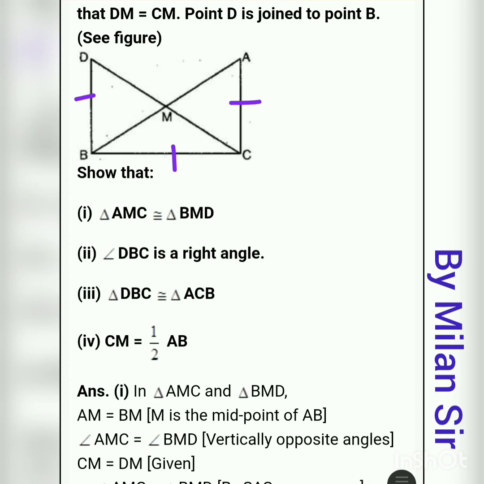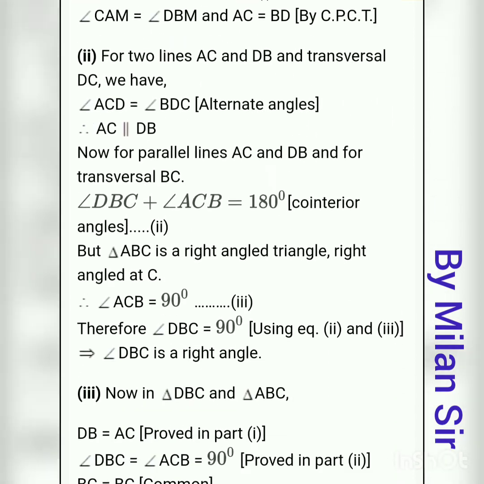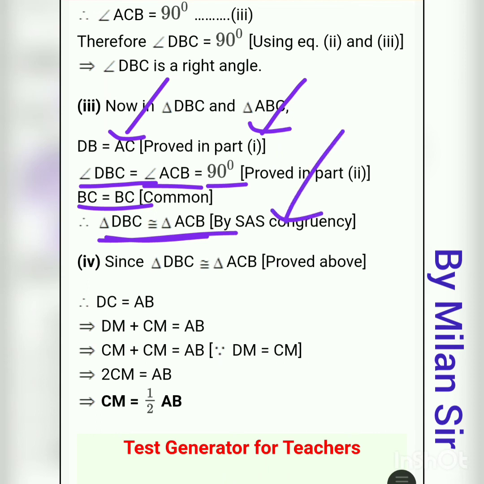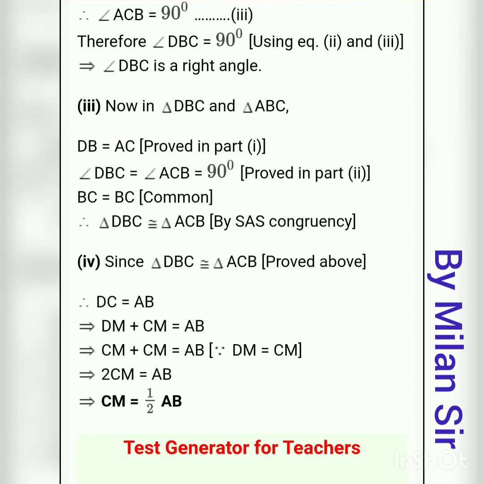Okay, BC is common side in both these triangles and one angle 90 degree. So by using side angle side criteria we can say that triangle DBC is congruent to triangle ACB. DB is equal to AC, which is proved in part 1. Both have one angle 90 degree and BC is a common side. So from that we can write triangle DBC congruent to triangle ACB, and reason is side angle side congruency criteria. Okay, so third question is done.